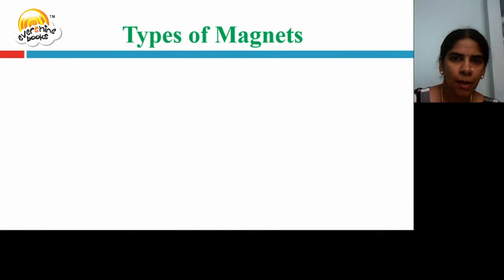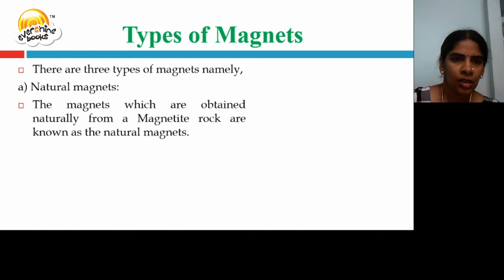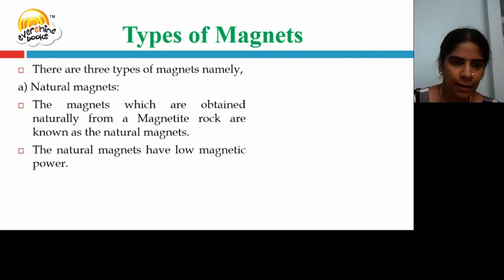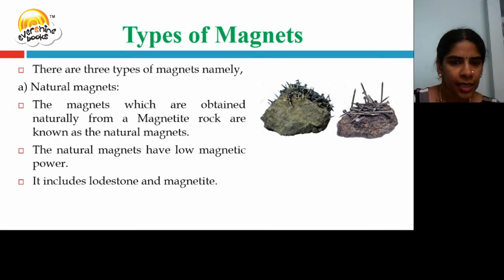Let us now discuss different types of magnets. There are three types of magnets. Natural magnets, that is, the magnets which are obtained naturally from a magnetite rock, are known as natural magnets. These have low magnetic power. It includes lodestone and magnetite.